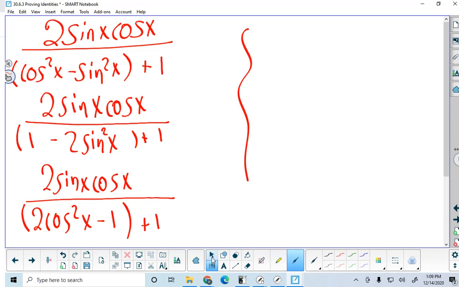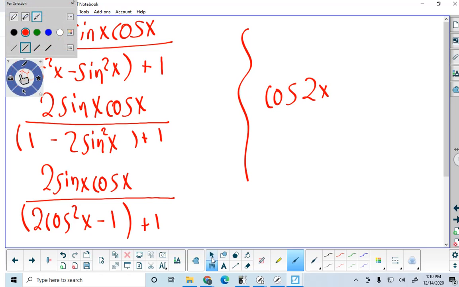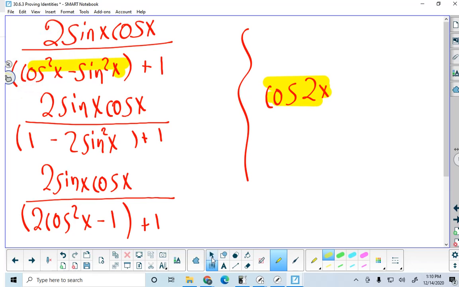Because cos of 2x is equal to all 3 of those substitutions. Cos of 2x is cos squared of x minus sine squared of x. It's 1 minus 2 sine squared of x. It's 2 cos squared of x minus 1. So 1, 2, or 3, which is the wisest thing to do here?